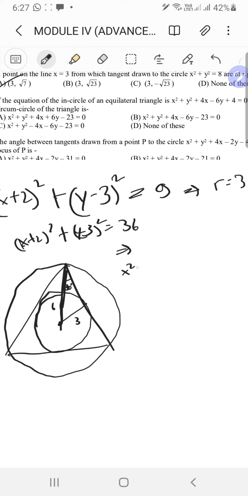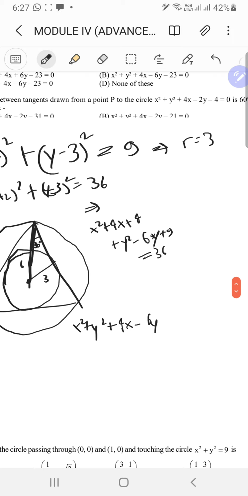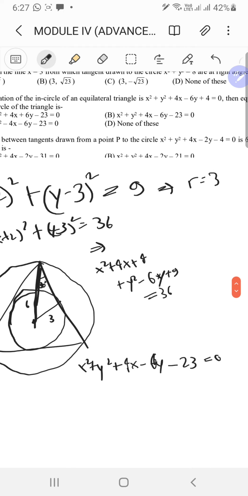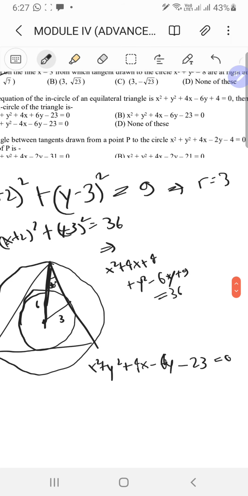So x squared plus 4x plus 4 plus y squared minus 6y plus 9 equal to 36. So x squared plus y squared plus 4x minus 6y, 4 plus 9 is 13, 13 minus 36 is minus 23, equal to 0. Is that in the options? So we want plus 4x and minus 6y. B is in the options.